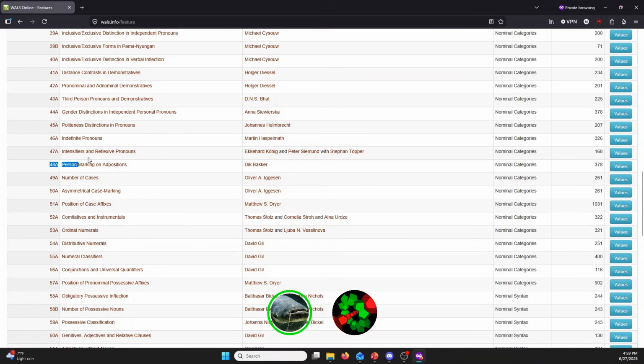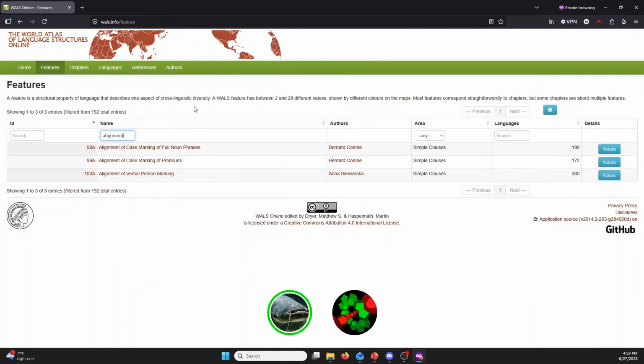And the cool thing is then you can look at maps. So if I look at alignment here, there's three different categories of alignment. There's case for full nouns, there's case for pronouns, and there's verbal agreement. We can look at multiple, but which one do you want to look at first? Pick full noun.